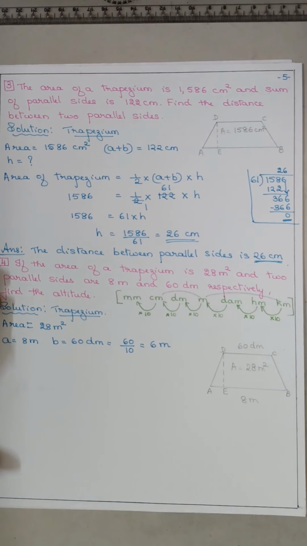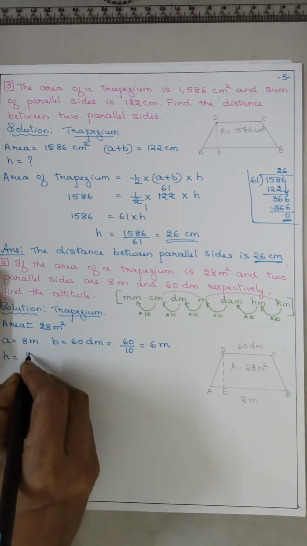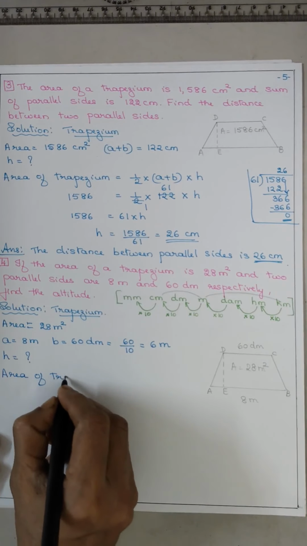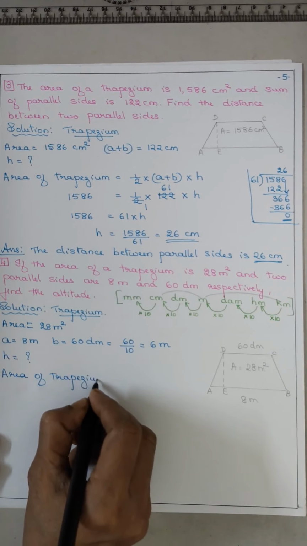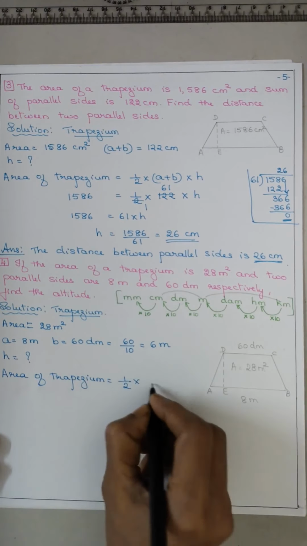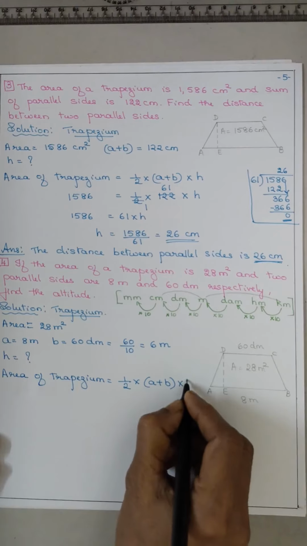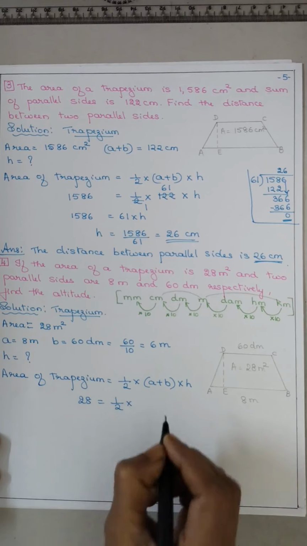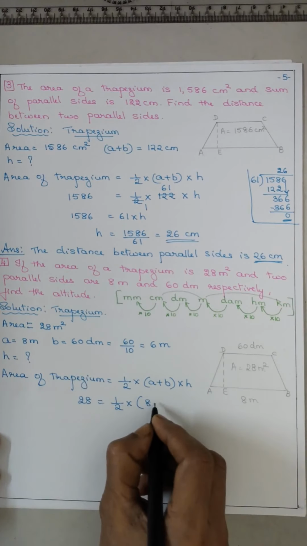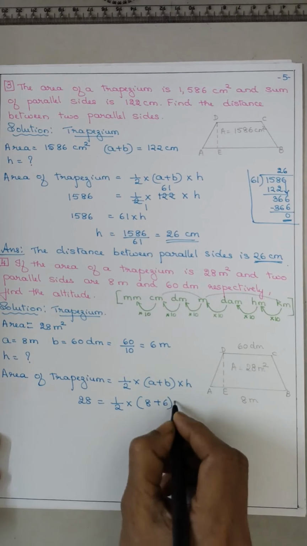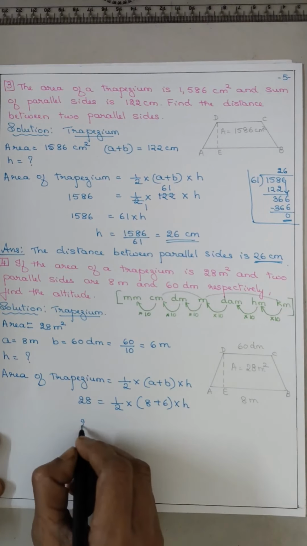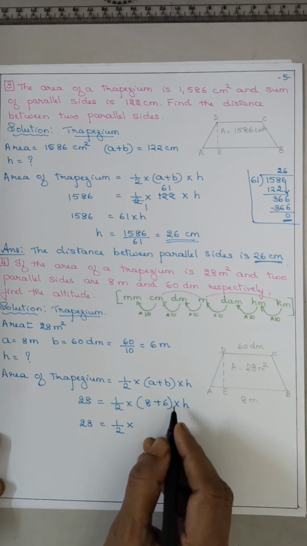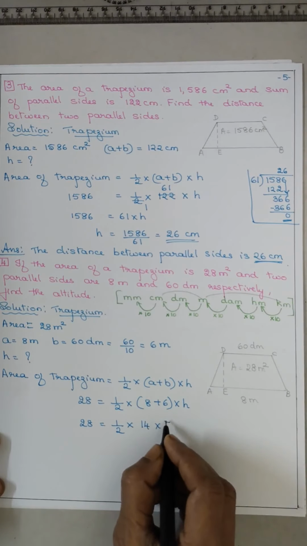Now you understood how you have to convert. Now it is the same. H is equal to how much? Area of trapezium is equal to half into A plus B into height. Area is 28, A is 8, B is 6, height we have to find out. So 28 is equal to half into 8 plus 6, 10, 14 into height.